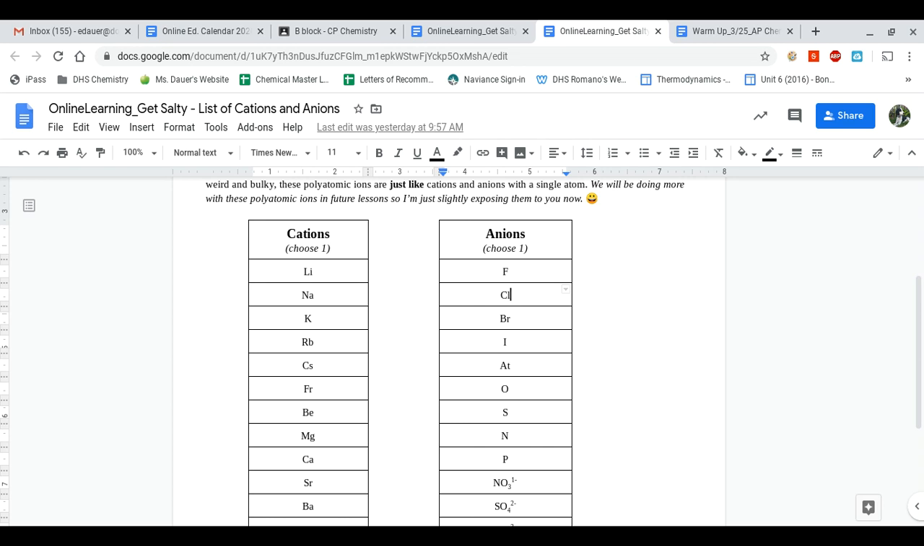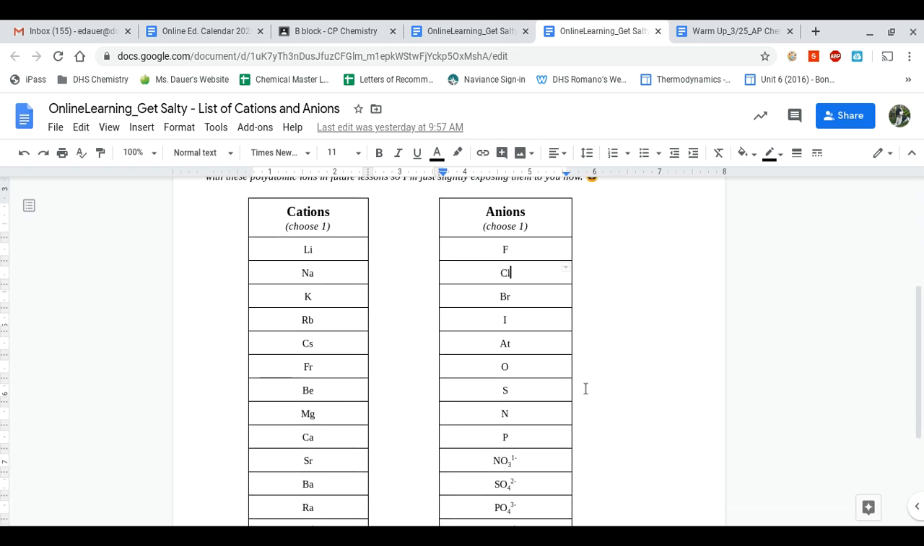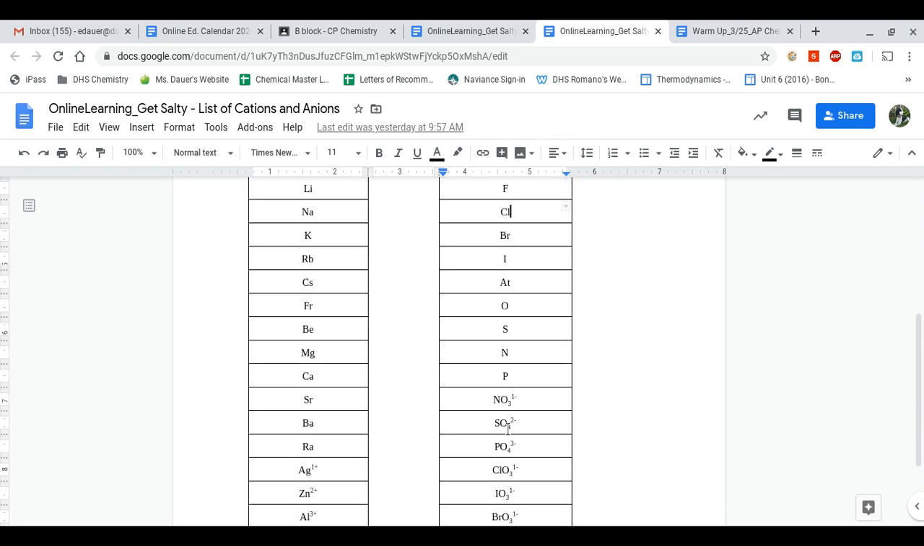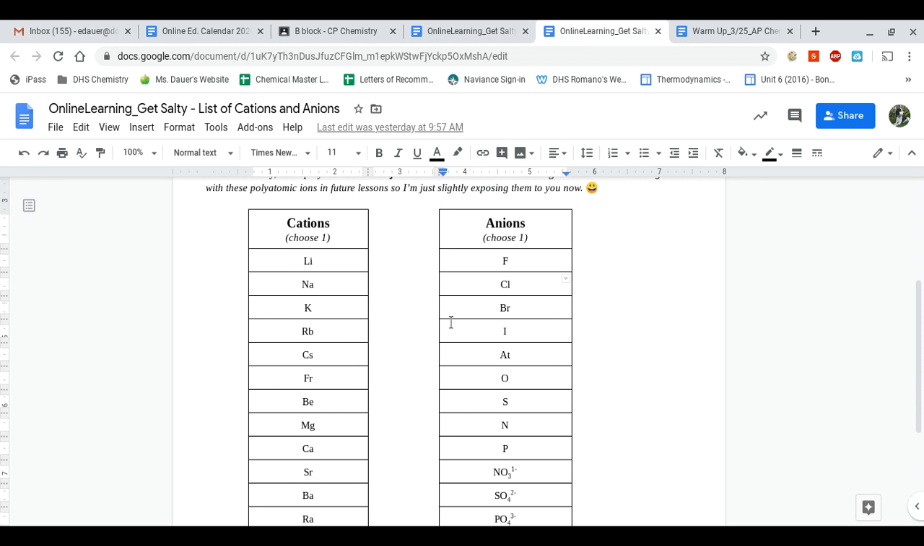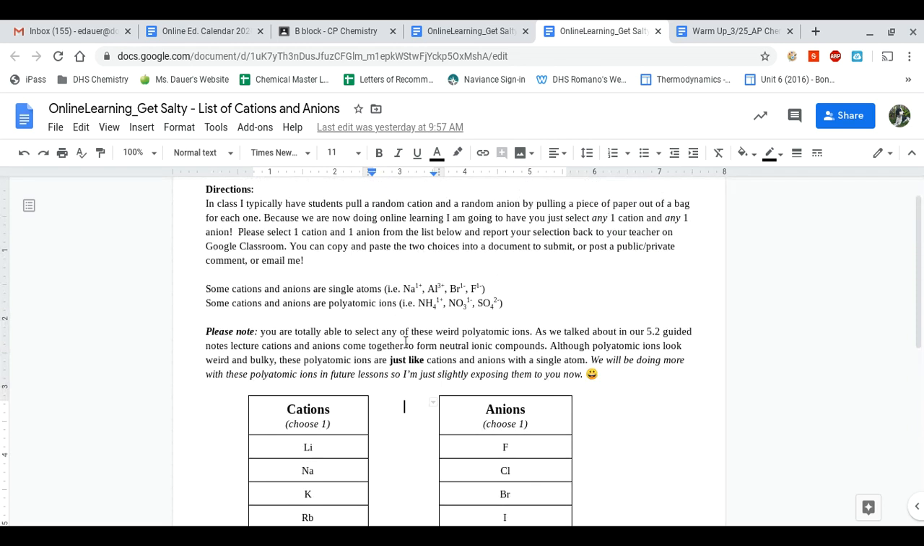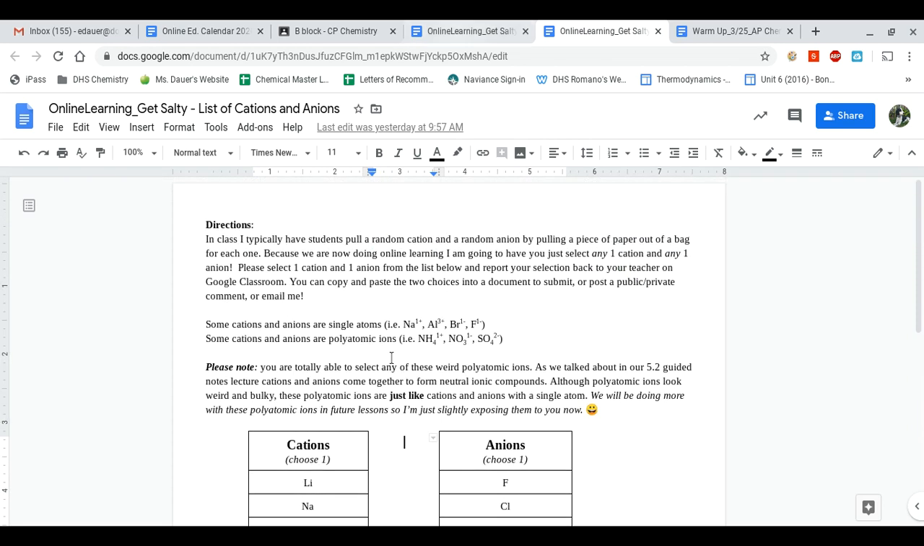They're going to be this big hoopla that we'll memorize later this year. But for now, just a little bit of exposure to polyatomic ions. And again, you don't have to choose them. It's up to you which cation and which anion you choose. You just need one of each so that you're able to combine your metal and your nonmetal, your cation and your anion, to make your ionic compound.